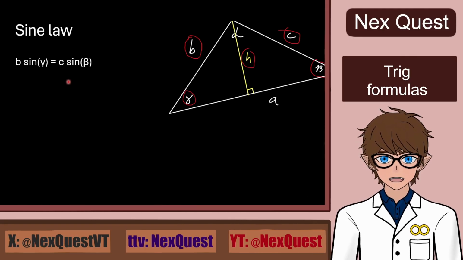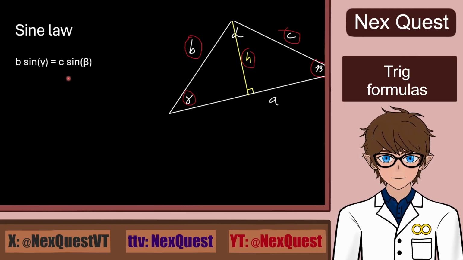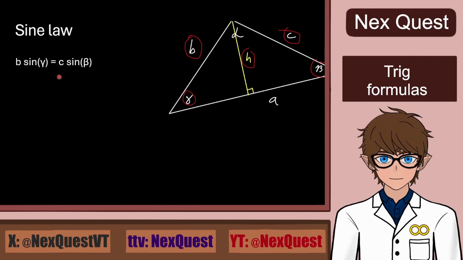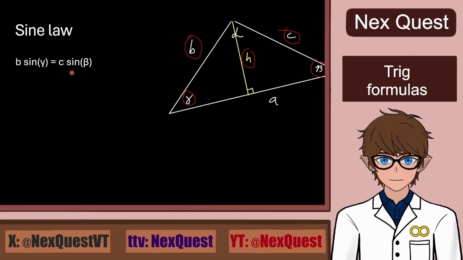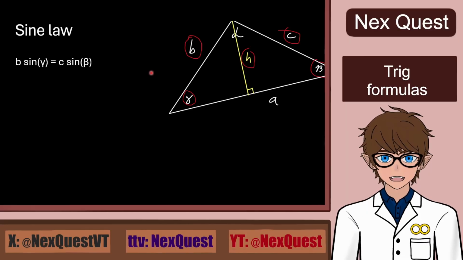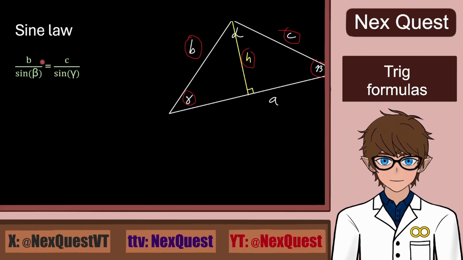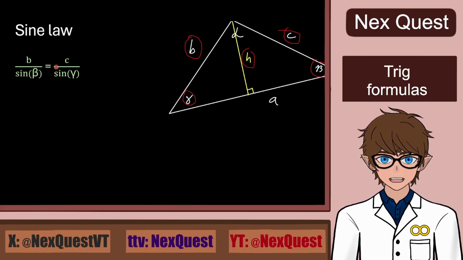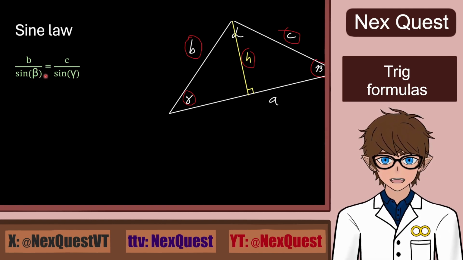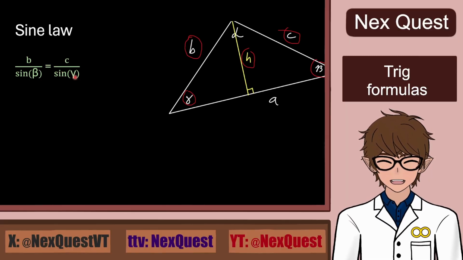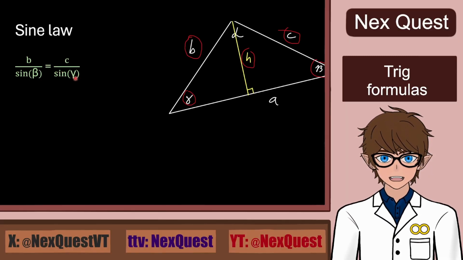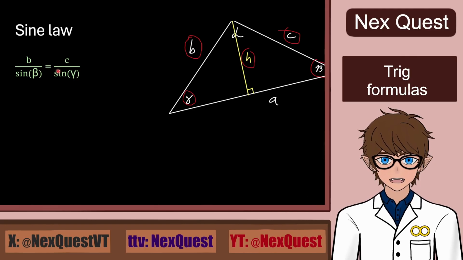Anyway, now since gamma is kind of connected to C, let's have them both on the same side. Same for beta and B. So we will divide both sides by sine gamma, and then by sine beta. We get this. This is the ratio between a side and the sine of the angle opposite to it, and it is equal to the ratio of another side in the same triangle over the angle opposite to that side. But does this work for these two sides only?